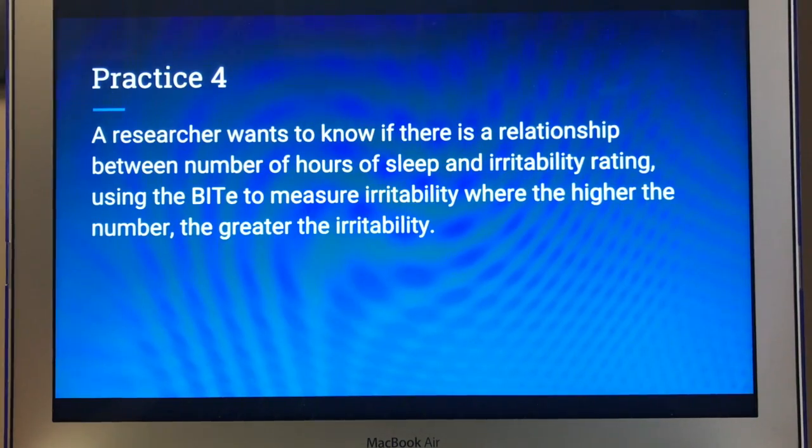Our next practice problem is a researcher wants to know if there is a relationship between numbers of hours of sleep and irritability rating, using the bite to measure irritability, where the higher the number, the greater the irritability. So I'll give you a second to figure out which test this is.